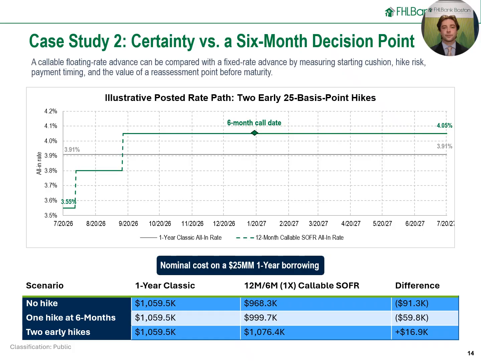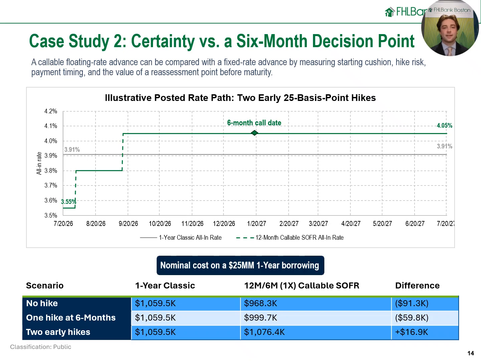The chart shows the estimated all-in rate path. The table translates the scenarios into nominal interest dollars. With no hike, callable SOFR saves about $91,000 on $25 million of funding. With 1 hike at 6 months, it still saves about $60,000. And with 2 early hikes, the result flips, and the classic is about $17,000 cheaper.